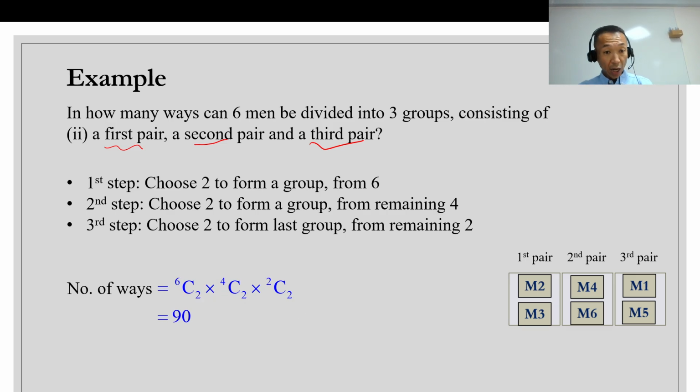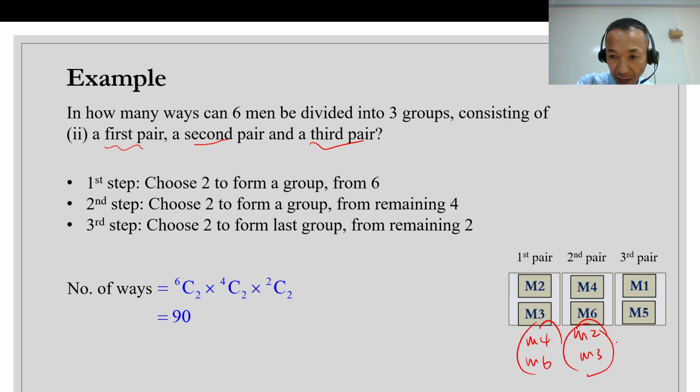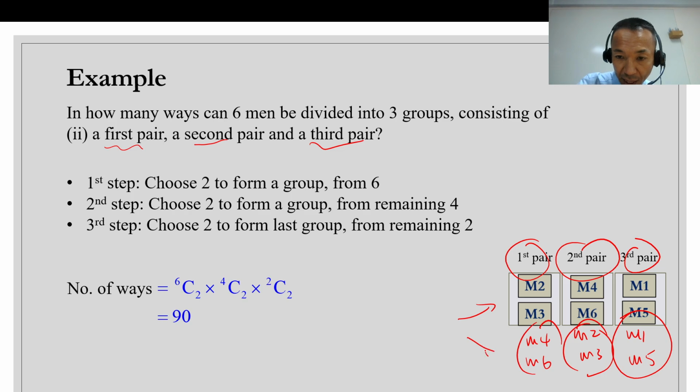So what's so good? When I calculate 6 choose 2, I could have picked M4, M6 as the first pair, M2, M3 as the second pair, and M1, M5 as the third pair. Correct? And these 2 cases are considered different here, because when I say 6 choose 2, I could have chosen M2, M4, M6 here. So the order matters here because there is a first pair, a second pair, and a third pair.